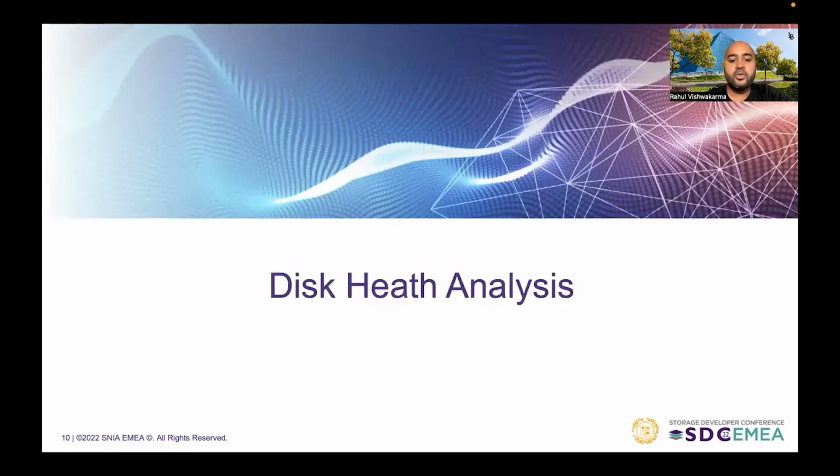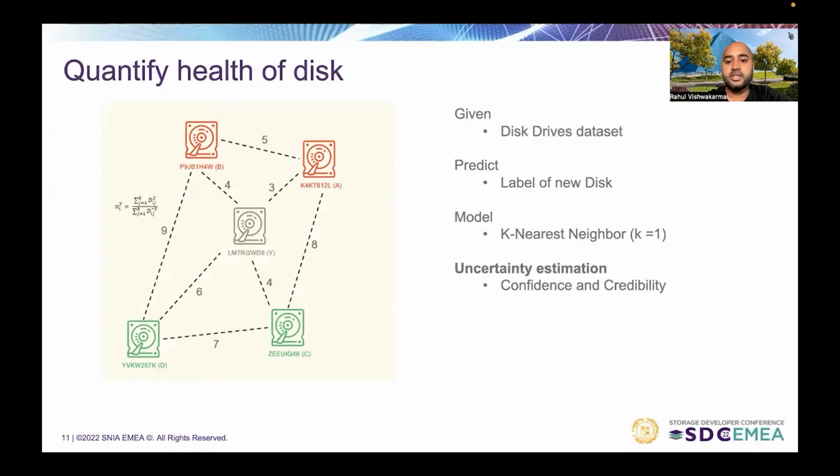So now we have understood the need for quantifying the prediction. Let's start with the first use case, where we assign a health score, which is a translated version of the confidence of the prediction, for a disk drive. Let's take a very simple example where your system has four disks, A, B, C, and D.